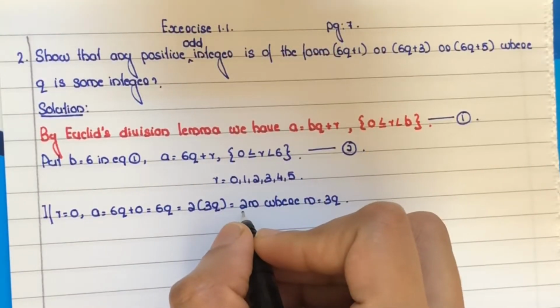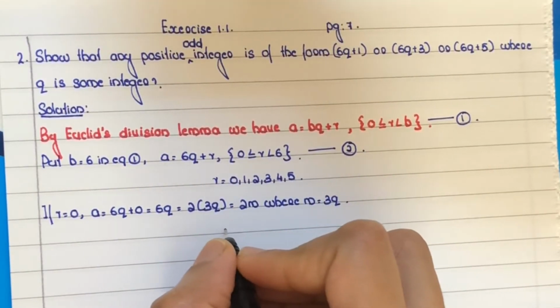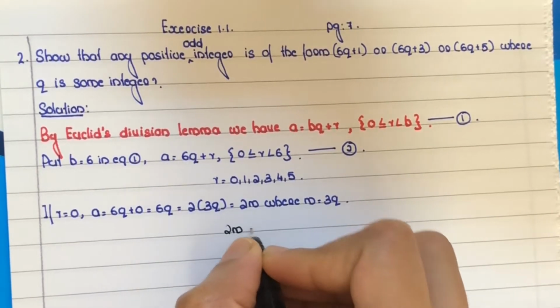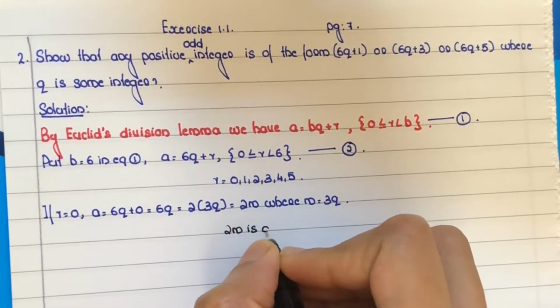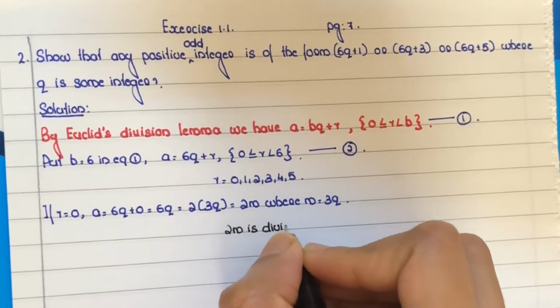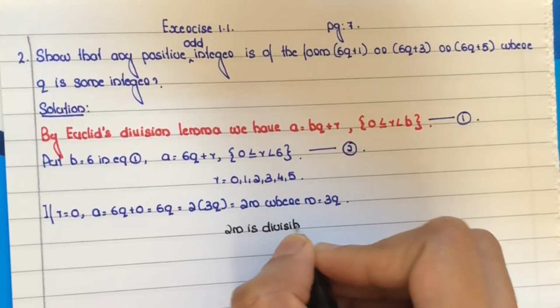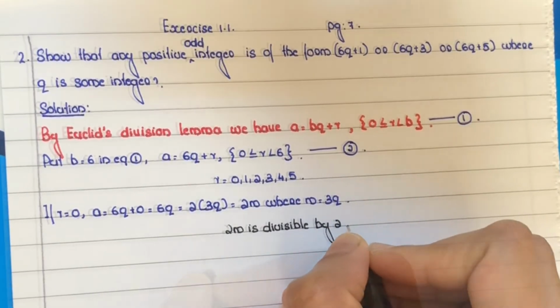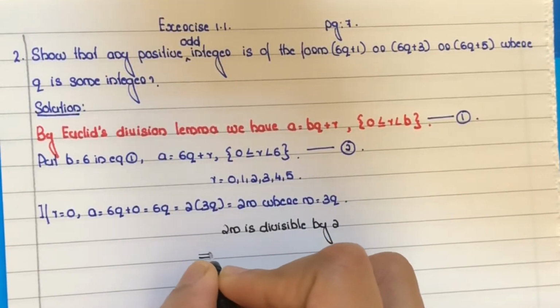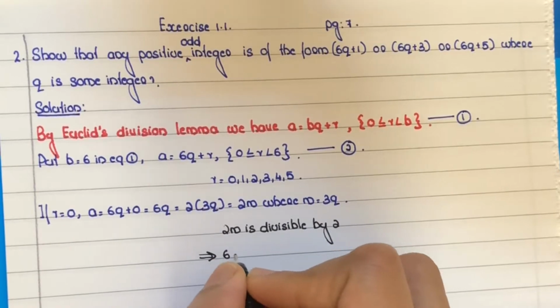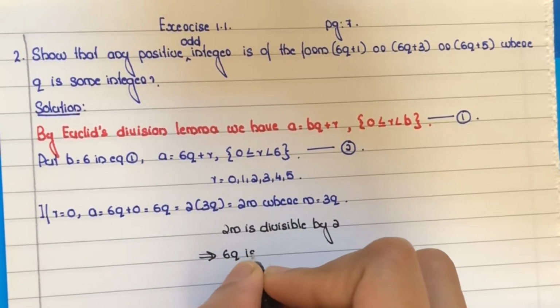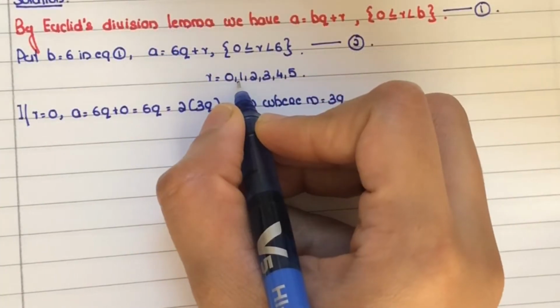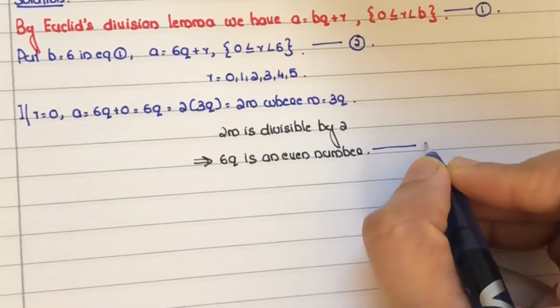So here we can say that 2m is divisible by 2, that is, it is even, which implies 6q is an even number. Next, consider this as equation number 3.